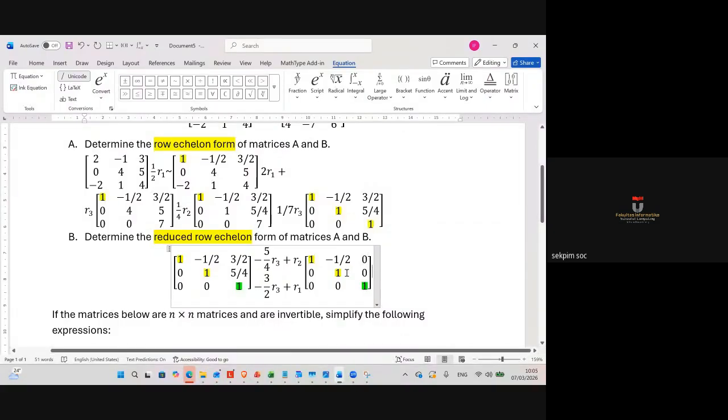And next is to make it identity, which is the reduced row echelon. We need to move to the second column, which is to make the element above the pivot 1, 0. So this part should be 0, right? In order to make this part 0, we need one row operation, I guess.